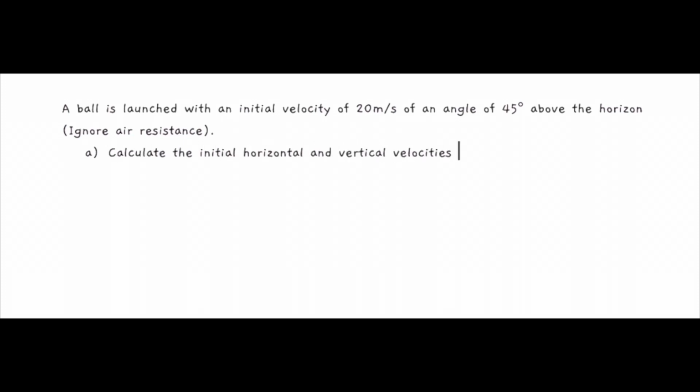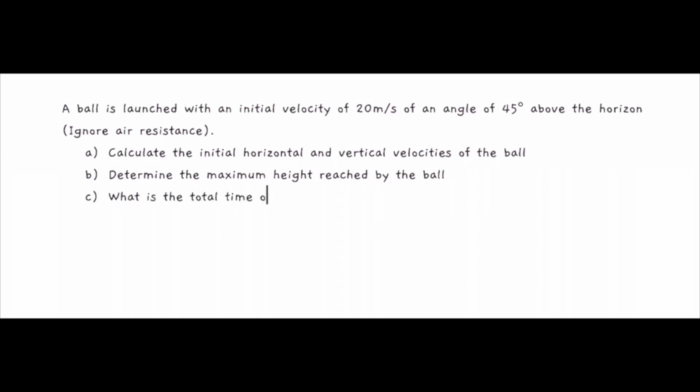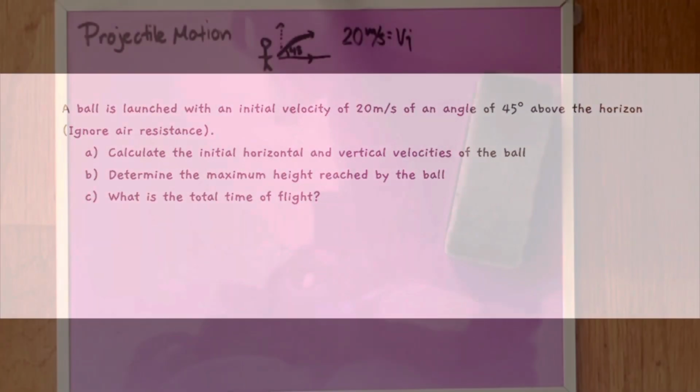A ball is launched with an initial velocity of 20 meters per second at an angle of 45 degrees above the horizon, ignoring air resistance. Calculate the initial horizontal and vertical velocities of the ball, determine the maximum height reached by the ball, and what is the total time of flight.